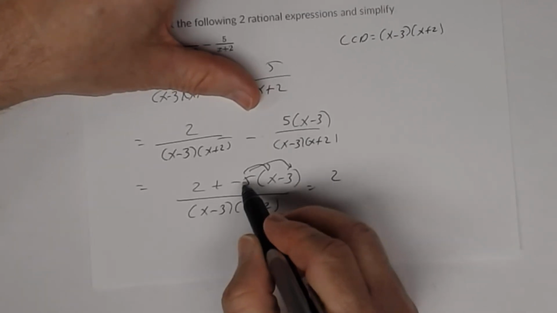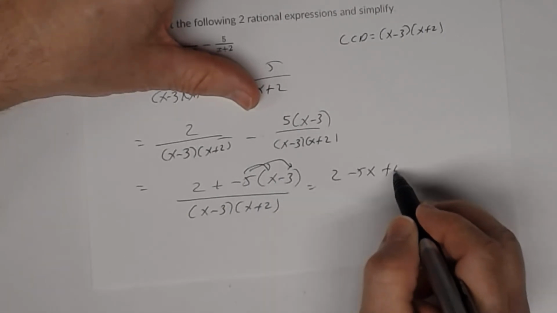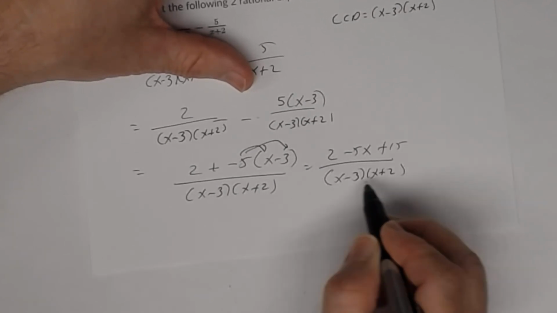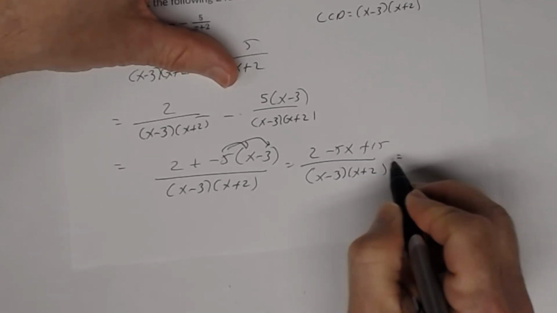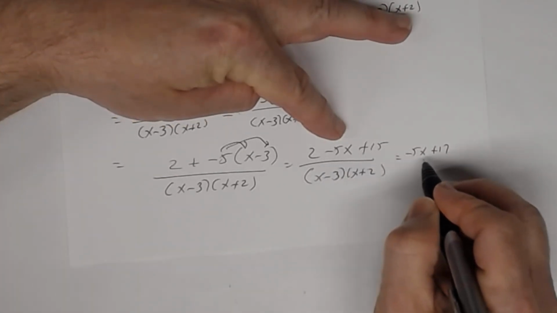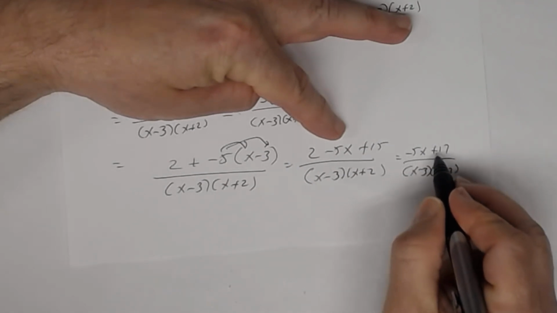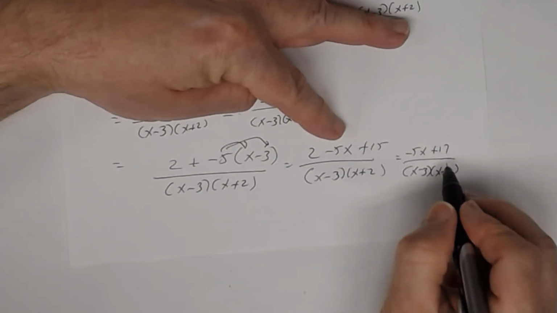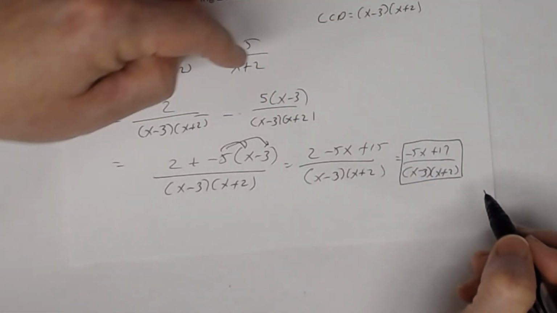I get 2. Negative 5 times x is a negative 5x, right? Negative 5 times a negative 3 is a positive 15, all divided by x minus 3, x plus 2. Leave the denominator factored. Don't multiply this out. And then combining like terms, I get negative 5x, 2 and 15 is 17, divided by x minus 3, x plus 2. Now, there's no way I can factor the numerator, but if you could, you need to, because you need to see if you can reduce any factors. In this case, I cannot, so there's the answer.